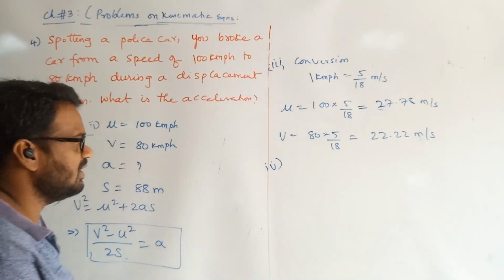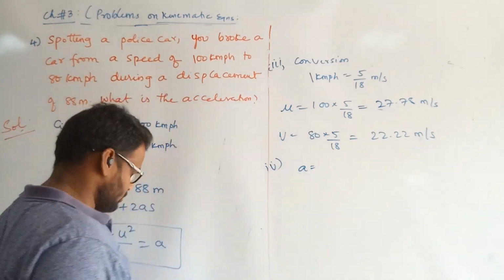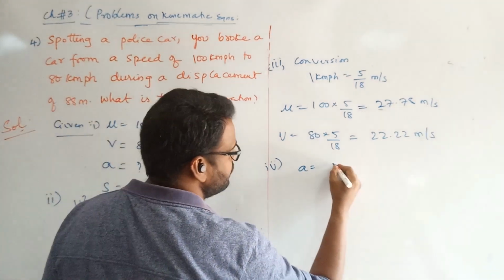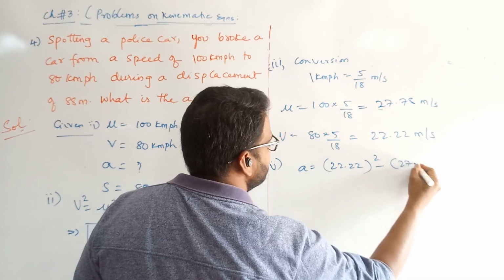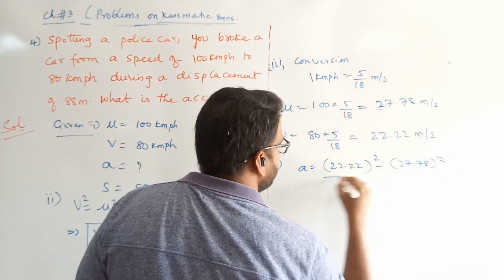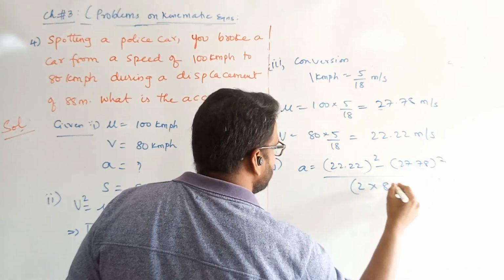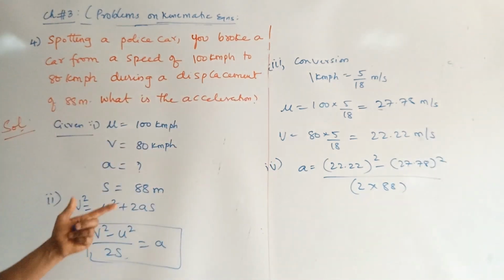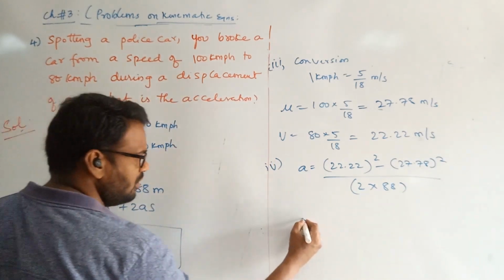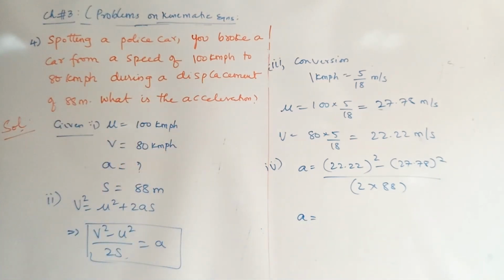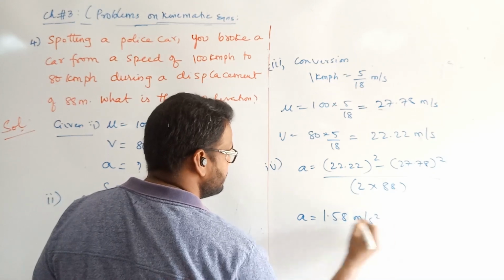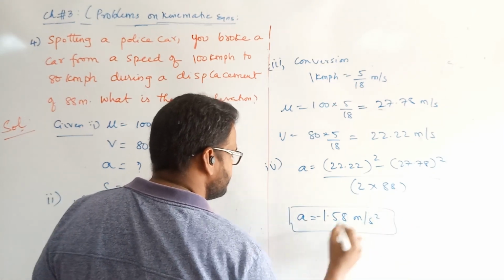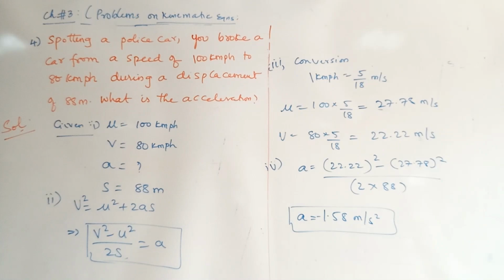What is that, substitute and calculate? A is equal to V square. V square is 22.22 whole square minus 27.78 whole square divided by 2 into 88. Check it out. Upon solving this, you will find that A is equal to minus 1.58 meters per second square. You can verify this.